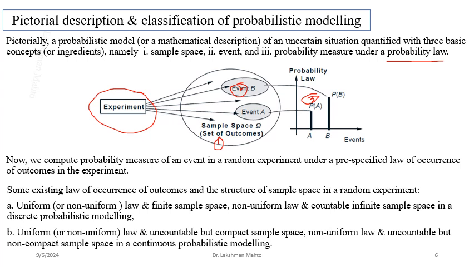So what is the meaning of uniform law there? In uniform law, the concept would be length, the length of a continuous set. Like the closed interval [0, 1] is a continuous set. You can put uniform law only on a continuous set with finite length.